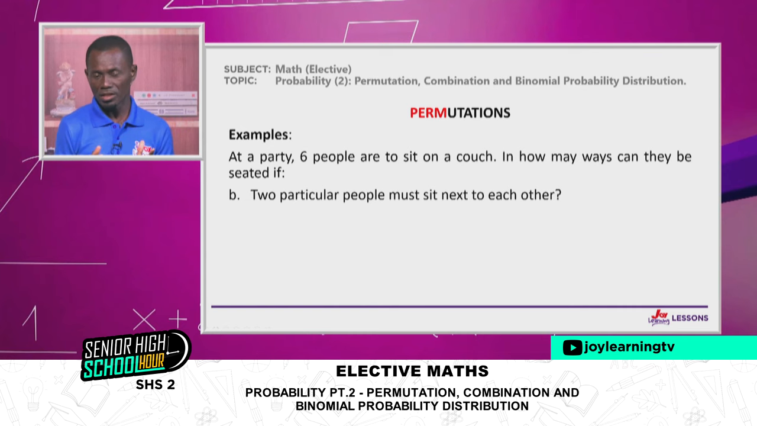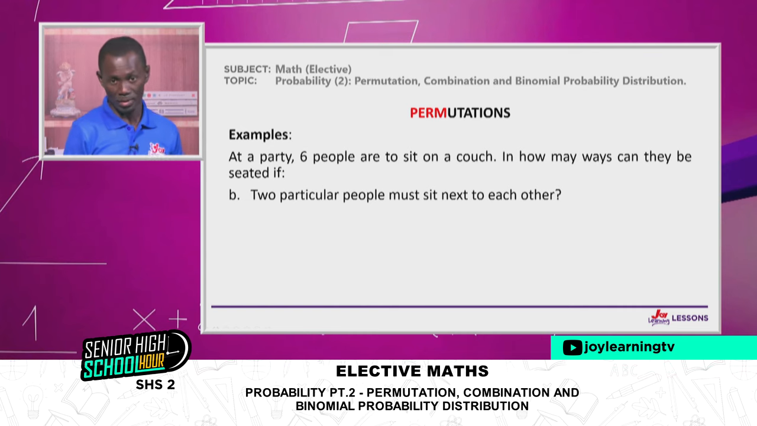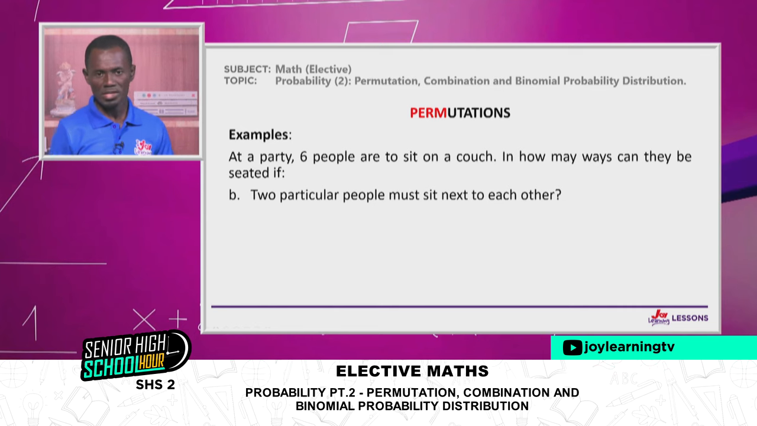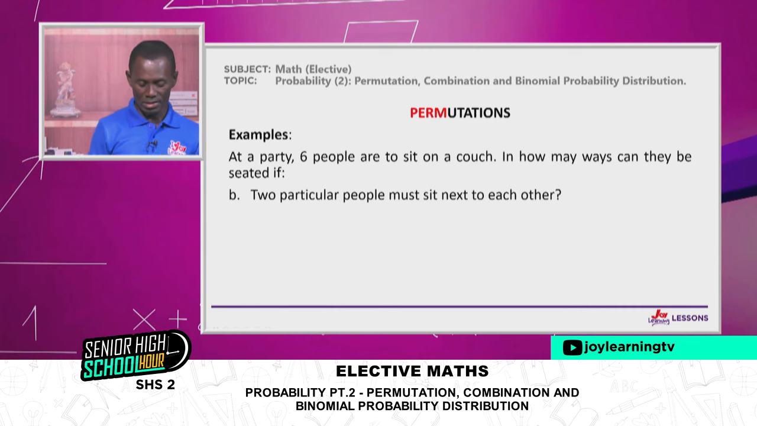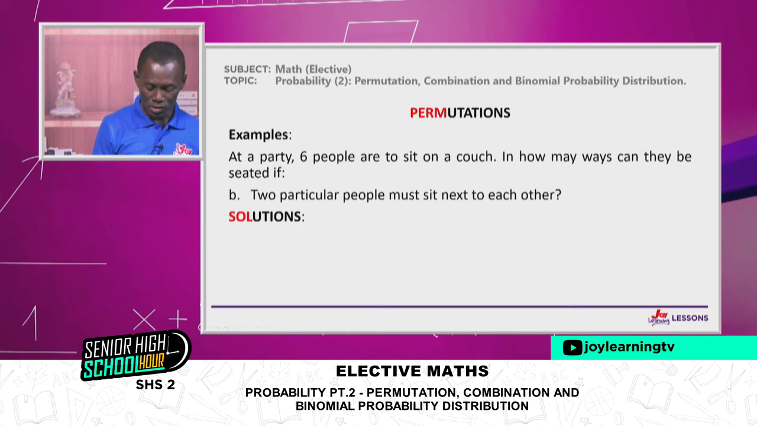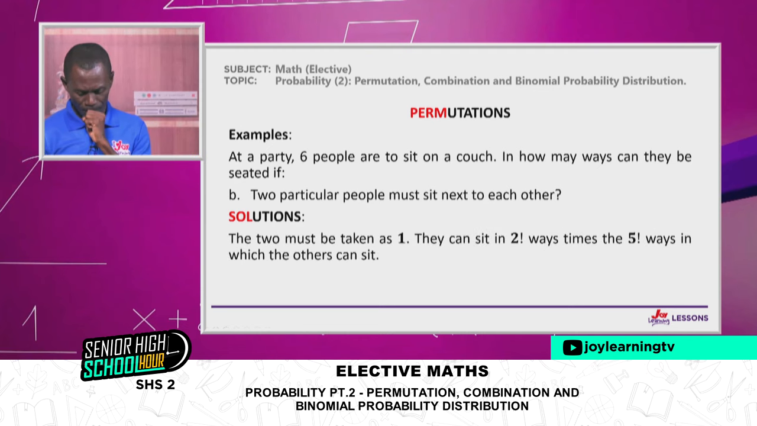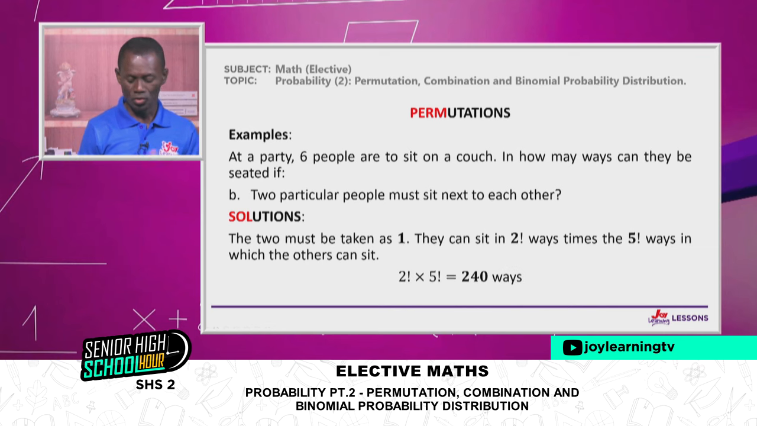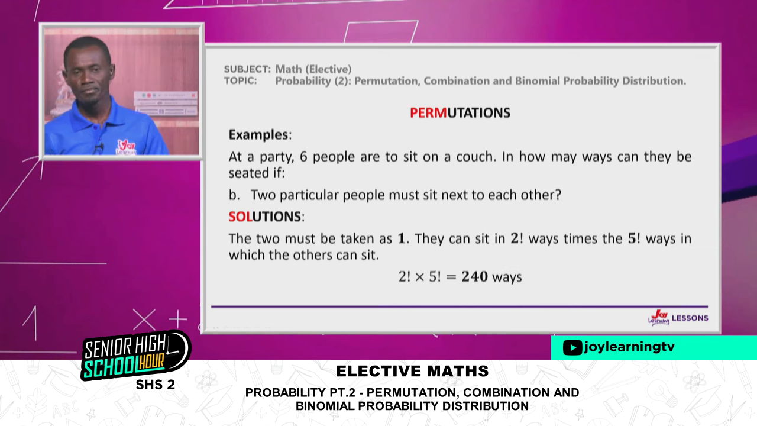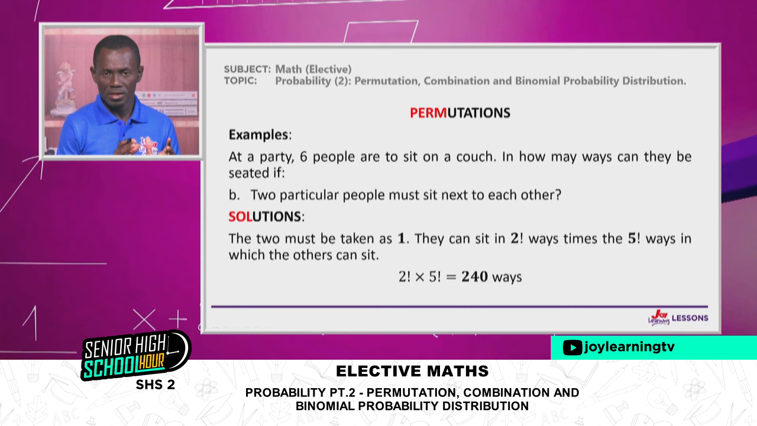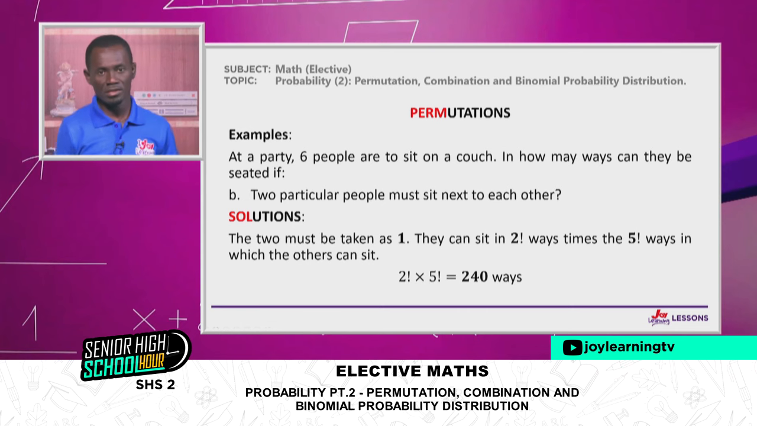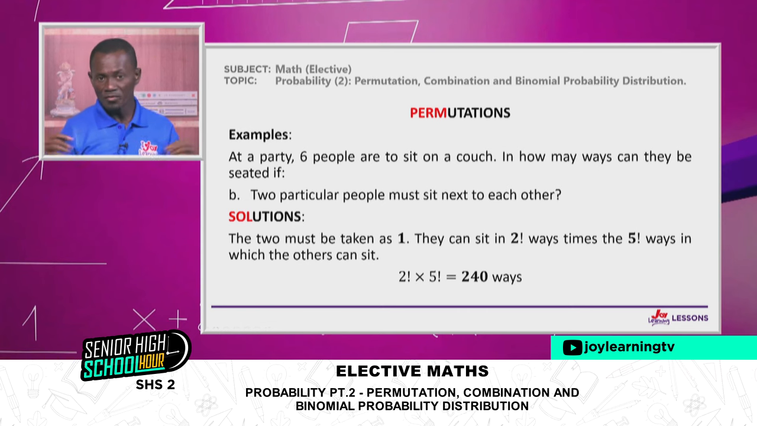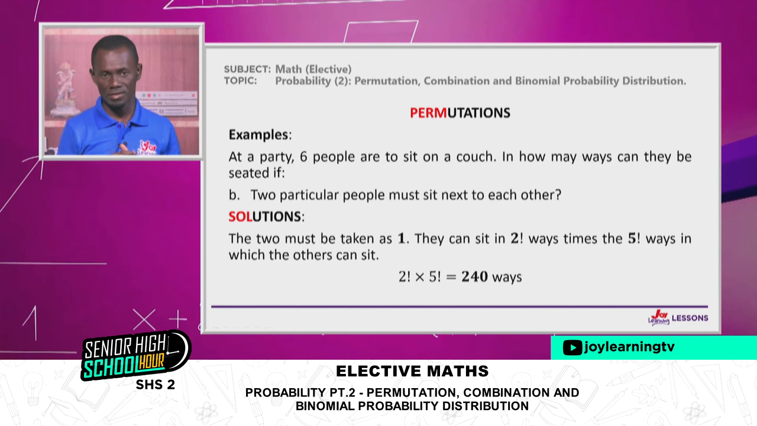So you get the idea now. Or maybe one sits in front, one at the back. So different ways they could share the taxi. So let's understand that now. So in our solution, we say that they can sit in two ways for the two people. So in all, we have two factorial, which is the two different ways the two people could sit in one taxi, multiplied by the five different selections of taxis.